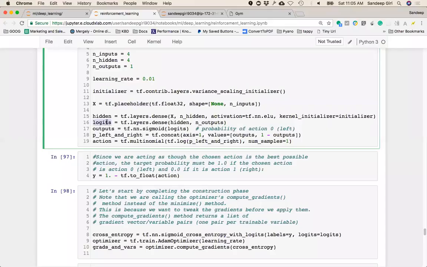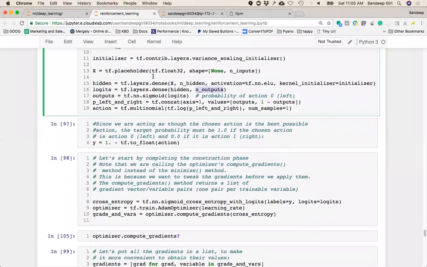Now, this one is again the second layer with only one neuron. It's going to be okay. This is a dense layer which takes the hidden input as the input, and the total number of outputs is 1. And then we are doing sigmoid on top of this to convert that into probabilities. And then we are concatenating the probability of going left with the probability of going right.